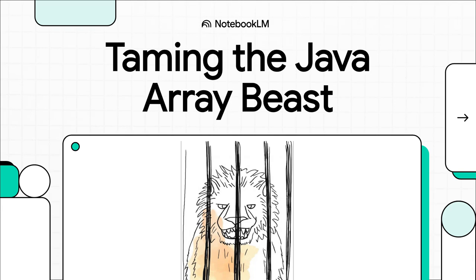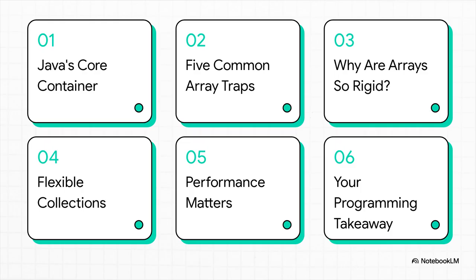Today, we're going to tackle one of Java's most fundamental, and let's be honest, sometimes frustrating, data structures, the array. So here's the plan. We're going to kick things off with the basics, then dive right into the 5 most common traps that catch everyone out. From there, we'll get into the why, like why are arrays so rigid? We'll check out some more flexible alternatives and see why your choice here can make or break your app's performance. And of course, we'll wrap it all up with the key takeaways you can start using right away.